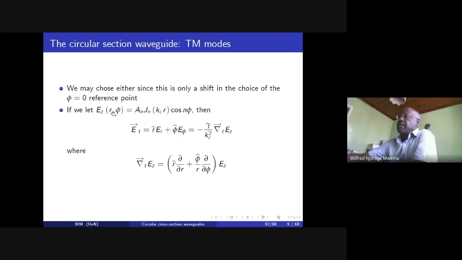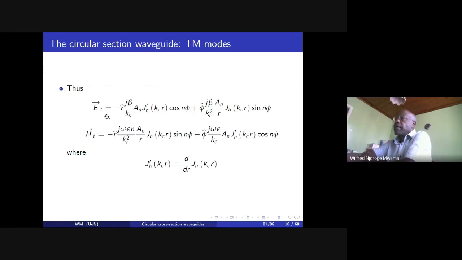And if we let Ez of r, phi equal to Jn(Kc r), where Jn(Kc r) is a solution of the radial equation, then we multiply that one by the cosine of n phi, and then we'll see that Et is equal to the r component plus the phi component. This must be equal to minus gamma by Kc squared times the gradient of Ez, from the reduced Maxwell's equations, where the transverse gradient of Ez will be given in terms of the cylindrical coordinates by that equation.